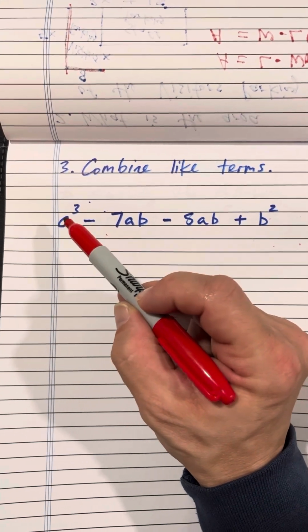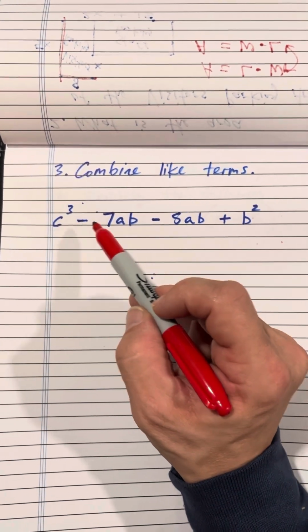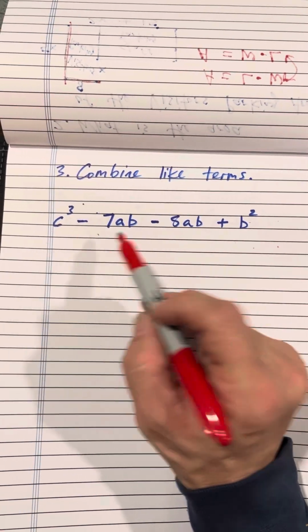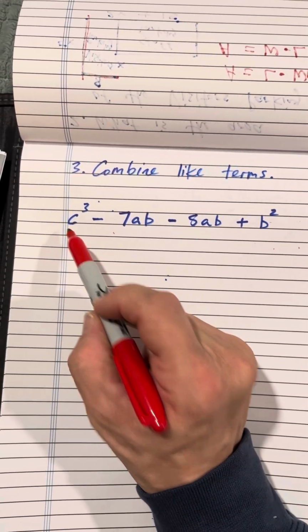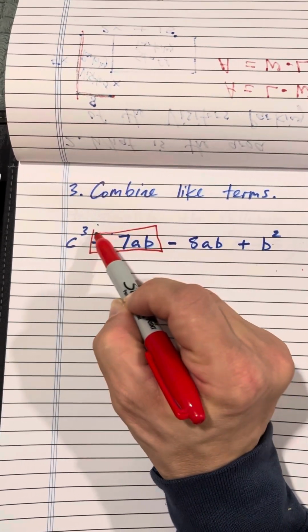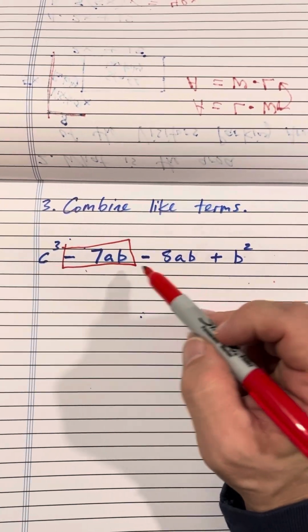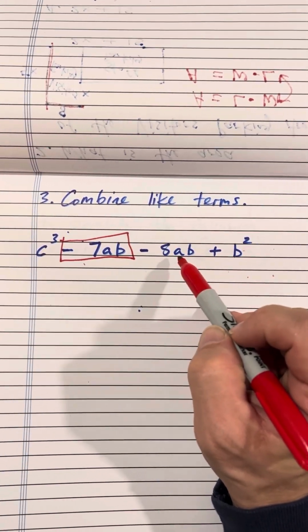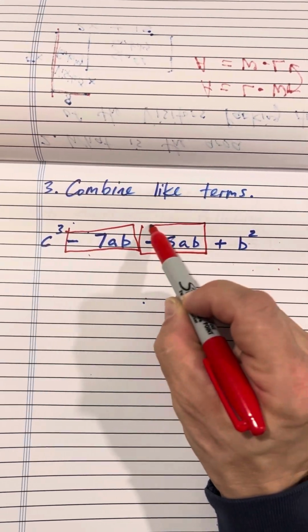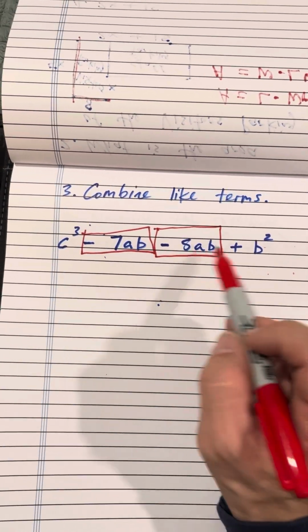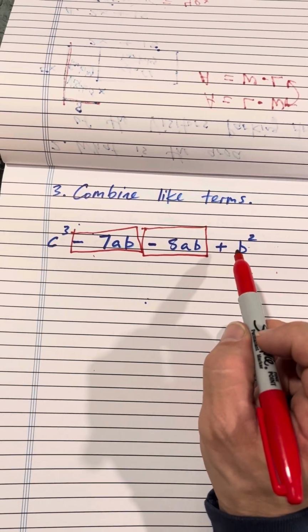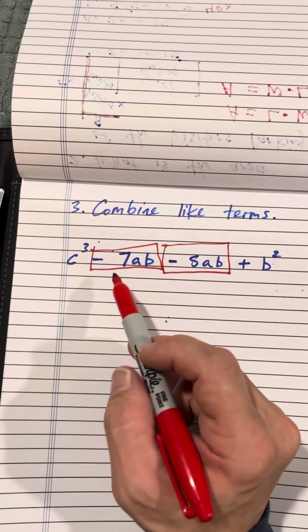Okay, so I've got c to the third power. Is there any other term that has c to the third power? Nope. Okay, so there's nothing that I can combine with this. How about negative 7ab? Well, I have another term that has an ab in it, right? And that is negative 8ab. So I can combine these two, right? And then do I have any other term that can combine with b squared, or b to the second power? Nope. Okay, so all we need to do is just combine these.